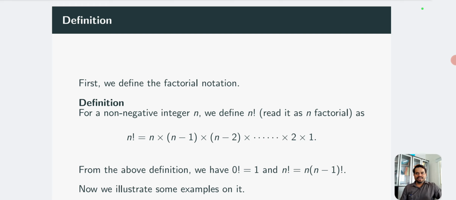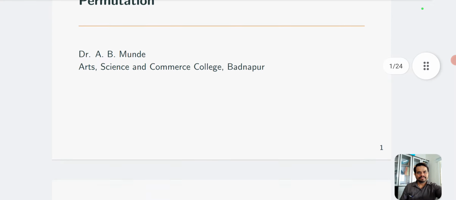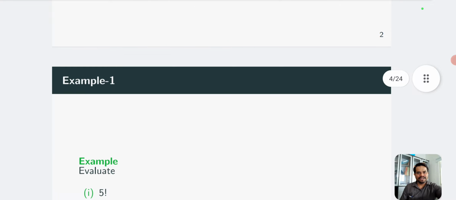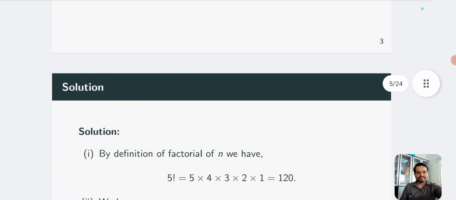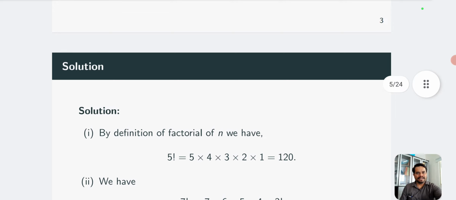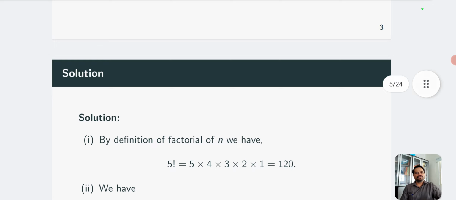From the above definition, we know that the factorial of 0 is 1, and n factorial we can write as n into (n minus 1) factorial. Now we will illustrate an example on this definition. Find the factorial of 5. Here, by definition, we can write 5 into 4 into 3 into 2 into 1, and it is 120. So the factorial of 5 is equal to 120.